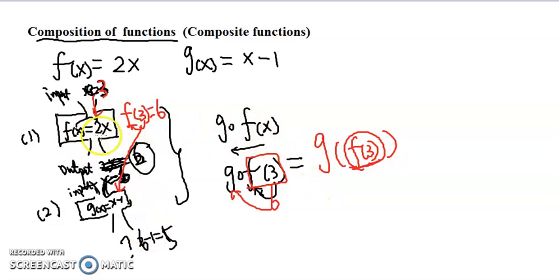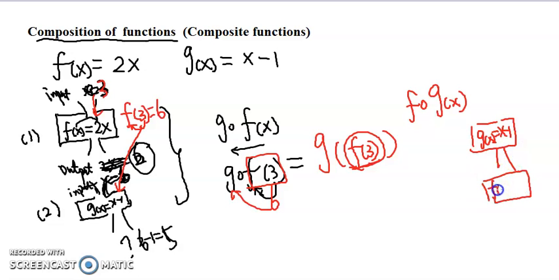Similarly, if we change the order, you could put G of x first. G of x goes through the G function, and then when you get an answer, it goes through the F function. So G and F are switched, and the answers will be different. Let's see what happens if we switch them. Say G of x first, that's x minus 1, and then it goes through F of x, which is 2x. Now we put a number in here. Let's still put 3 in here. When 3 goes through the G function, replacing x with 3, we get 3 minus 1, which gives us 2. Then we put 2 into the F function, replacing this x with the 2. That gives us a 4.